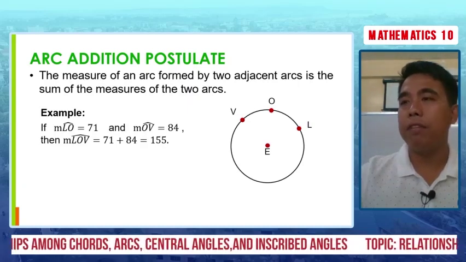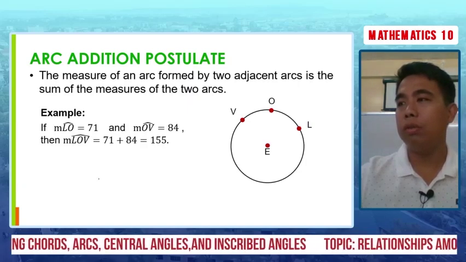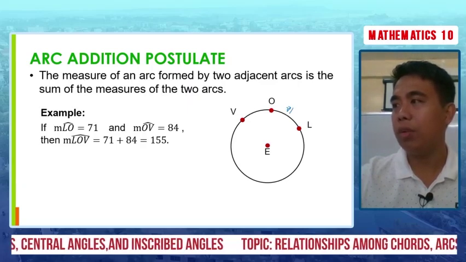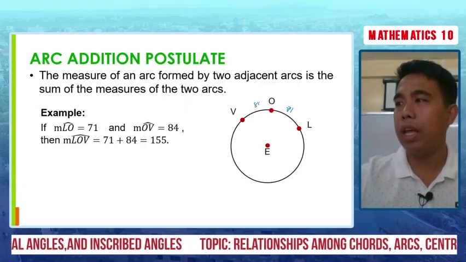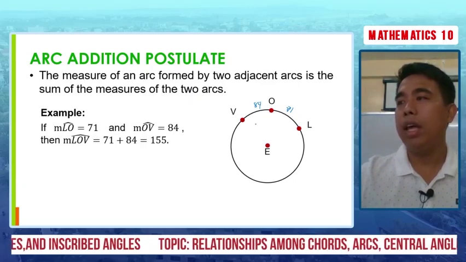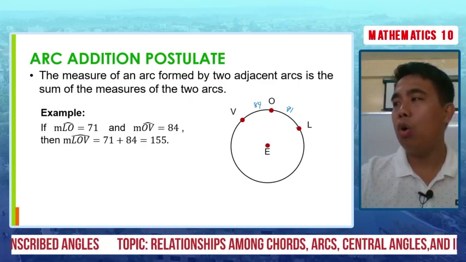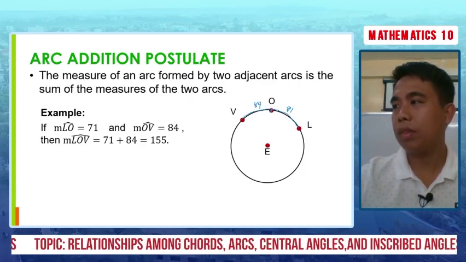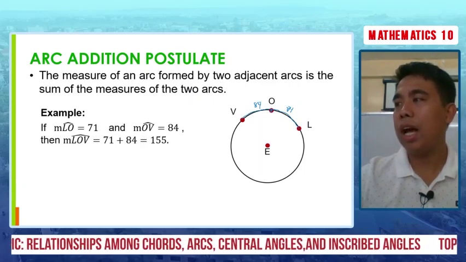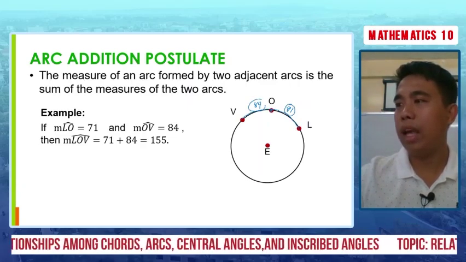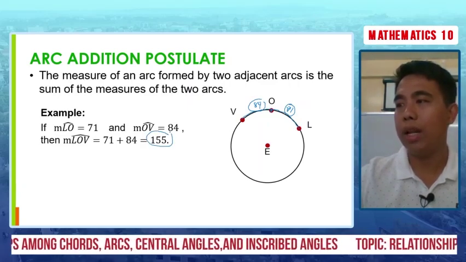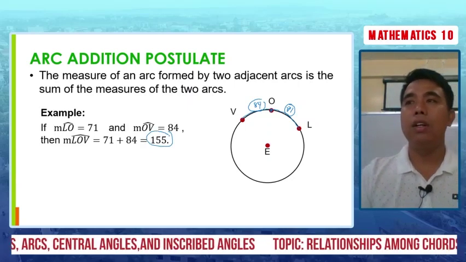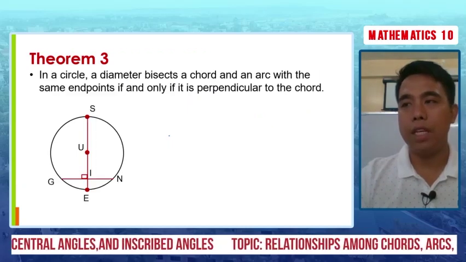It says there, if the measure of arc LO is equal to 71, kapag ito ay 71, and then OV ay 84, then arc LOV, since the two arcs are adjacent, what you're going to do is just add 71 and 84, and it is equal to 155 degrees. That's the measure of arc LOV.